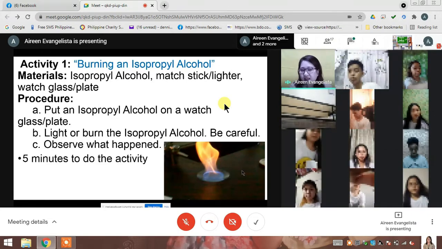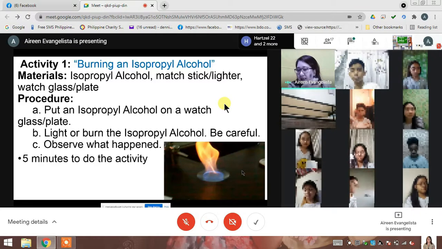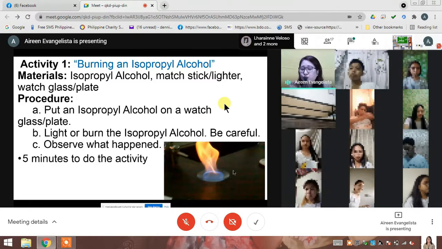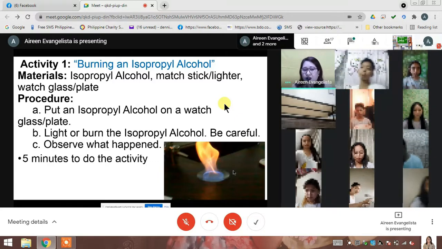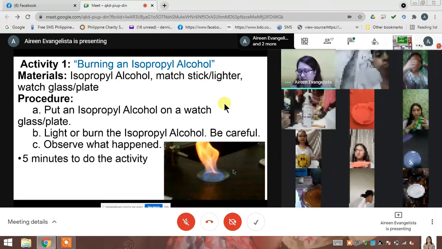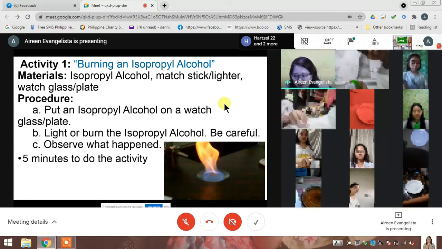The first procedure is you have to put isopropyl alcohol on the watch glass. Second, you have to light or burn the isopropyl alcohol. Please be careful, guys. And you have to observe what happened. You have 5 minutes to do the activity. Stay careful.